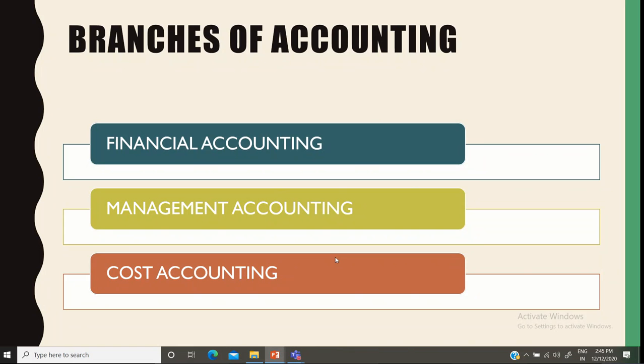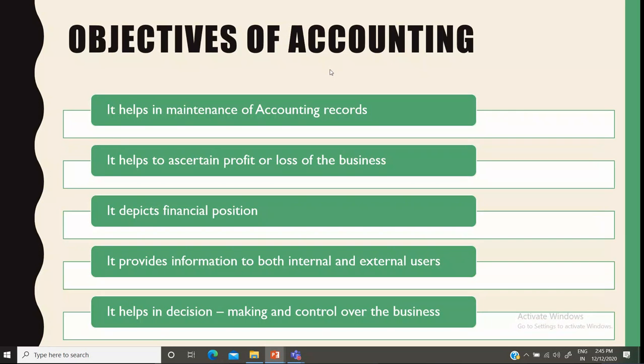Hope all would have understood what the three branches of accounting are. So next we can move to the objectives of accounting. So what are the objectives? What is the purpose of preparing accounting? First, you have to maintain day-to-day business transactions. That is the main thing.